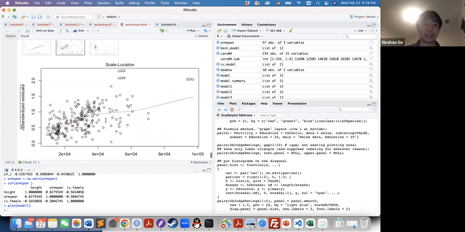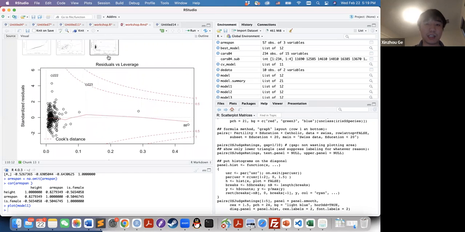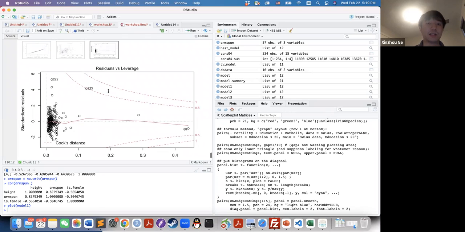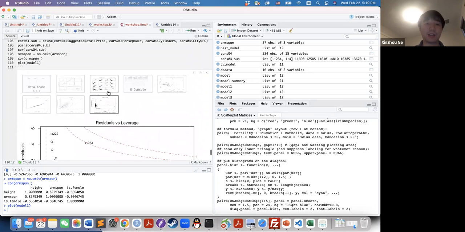We also see that there is an increasing trend in the scale location plot, which indicates that the residuals do not have the same distribution, and we also see some data points which can be considered as outliers. So we can make very similar conclusions compared to the simple linear regression model.